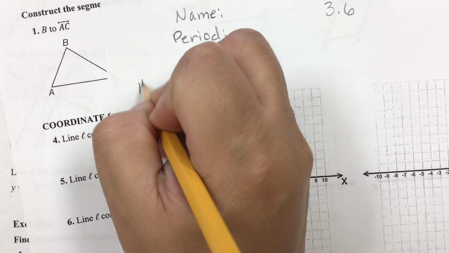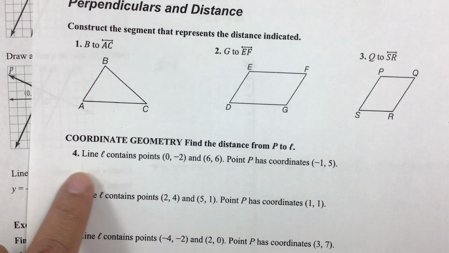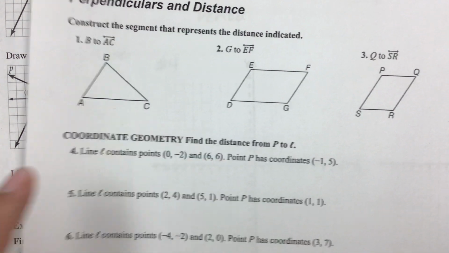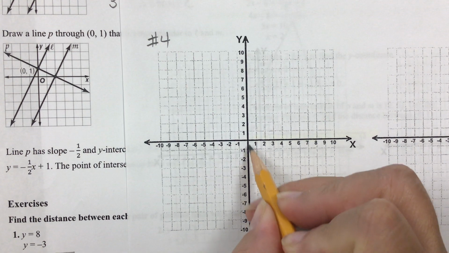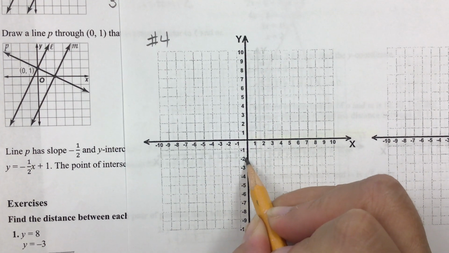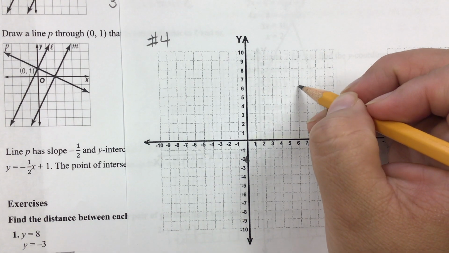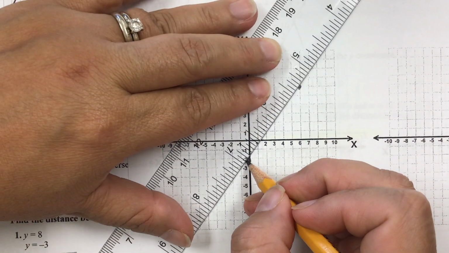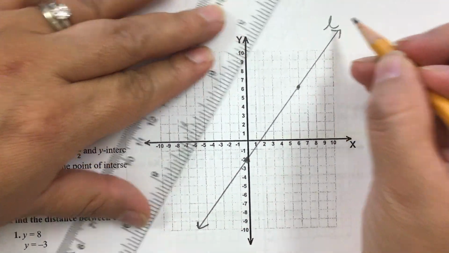And this is number 4. So we first graph the information. It says the line L contains the point (0, -2) and (6, 6). So we'll do that first. (0, -2). And then the point (6, 6). We're going to connect those two dots. And this is line L.